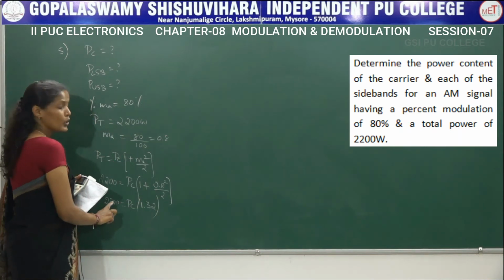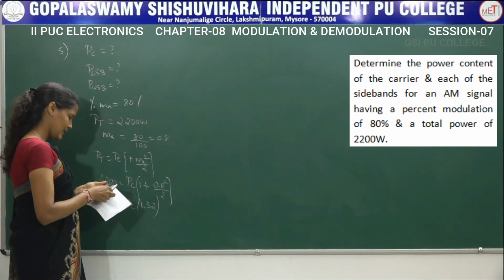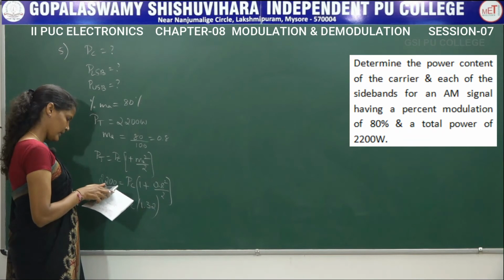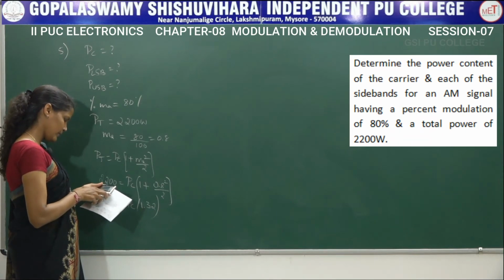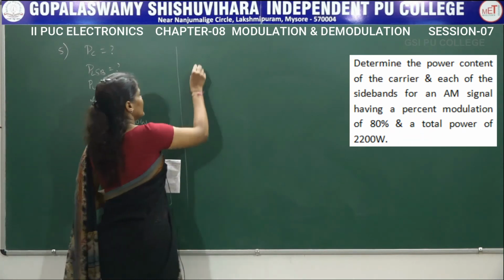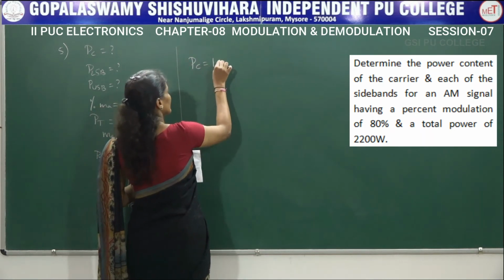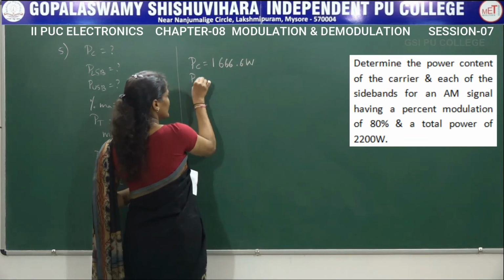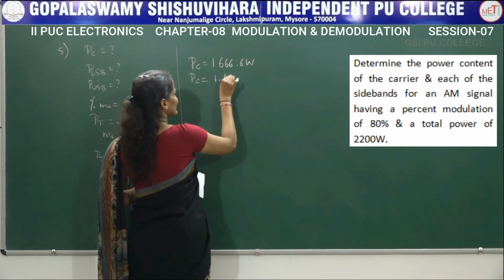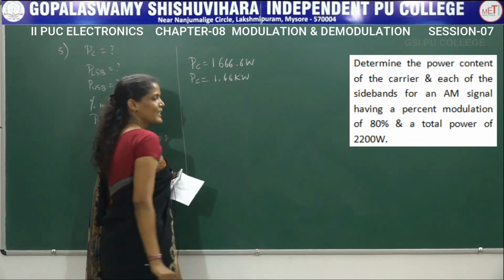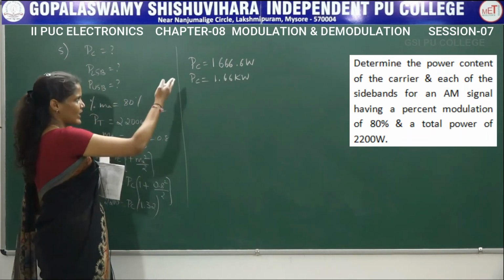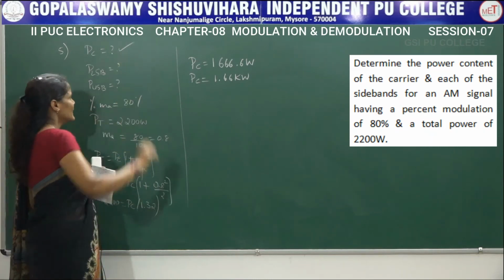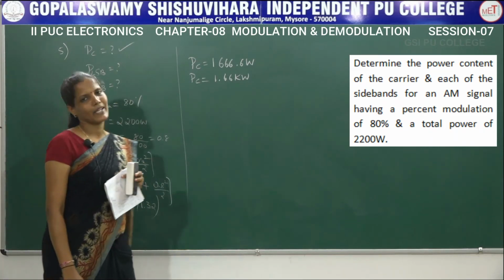PC is equal to 2200 divided by 1.32, which gives me PC equals 1666.6 watts, or PC is equal to 1.66 kilowatts. So PC we have found. The value is equal to 1666 watts. So this is found out. Now we have to find PLSB and PUSB.